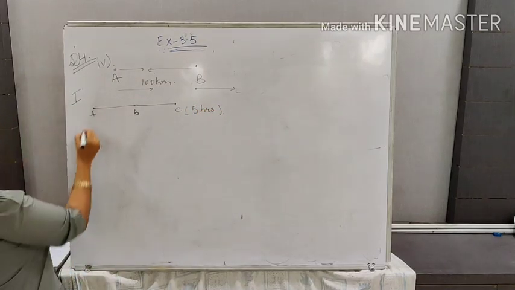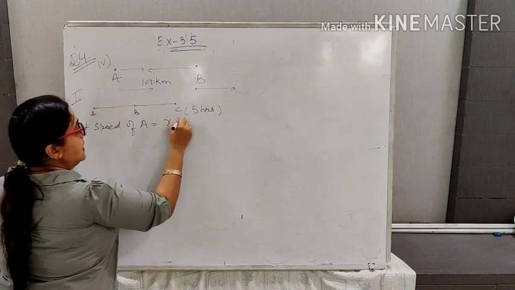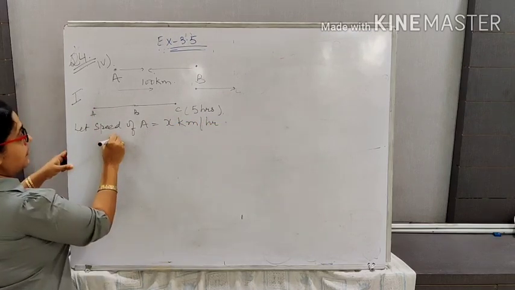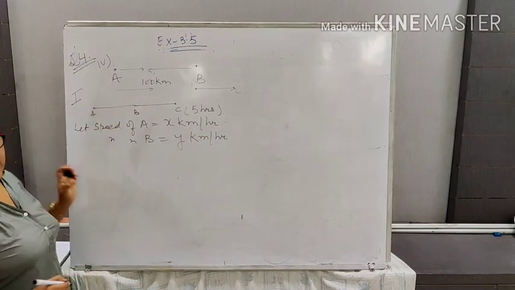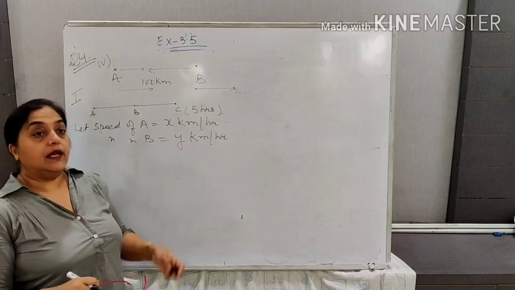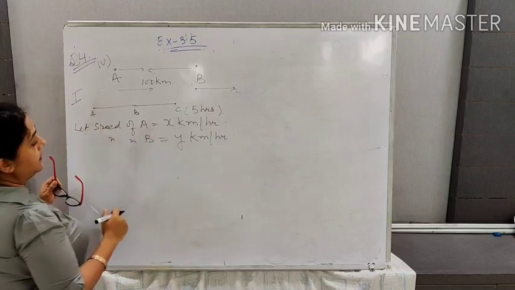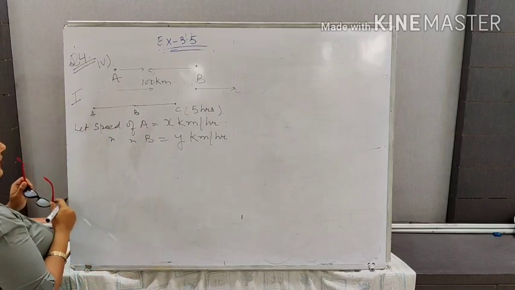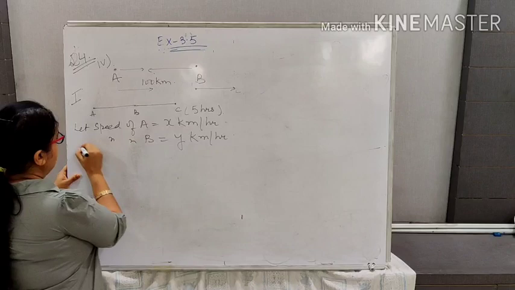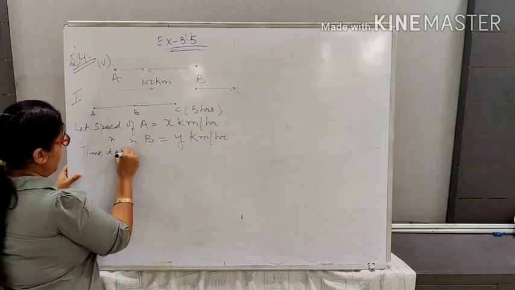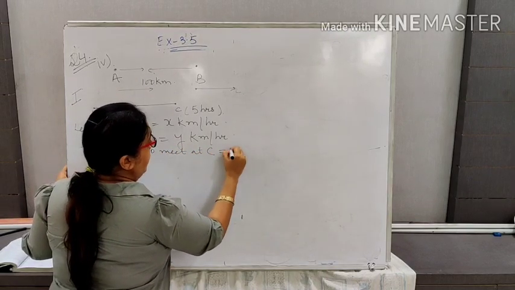Let us see. Now, let the speed of A be x kilometers per hour and the speed of B be y kilometers per hour. Since these are questions related to linear equations in 2 variables, I have to use the 2 variables only. So the speed of A is x kilometers per hour and the speed of B is y kilometers per hour. Now the time taken to meet at C is 5 hours.